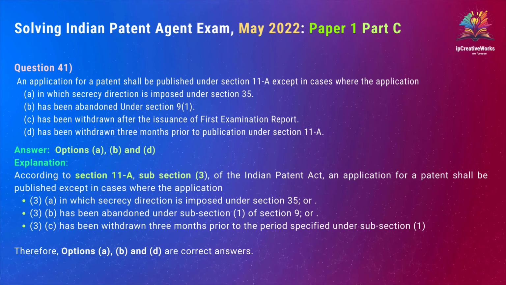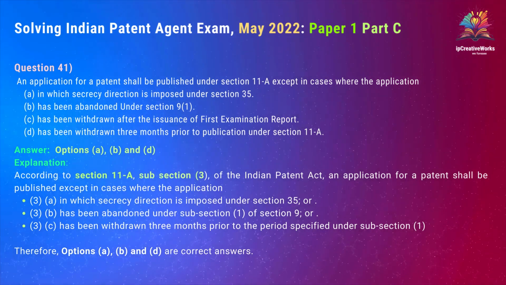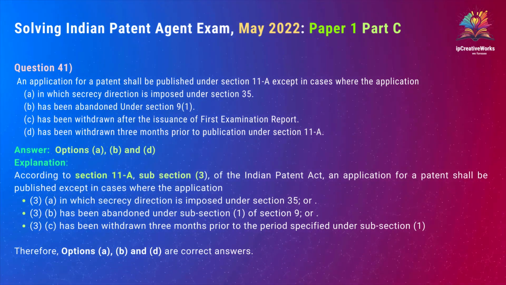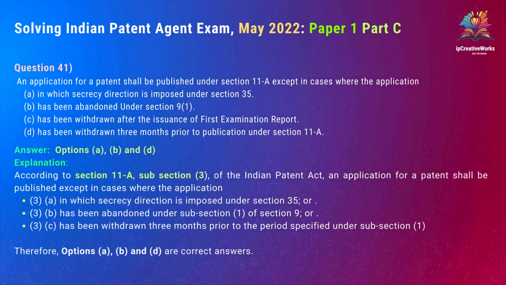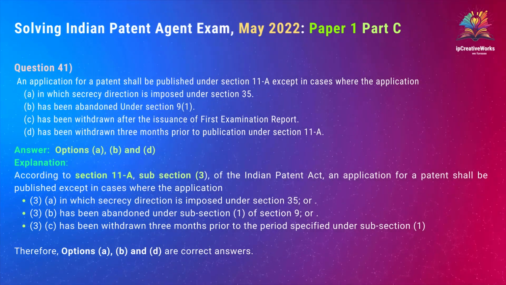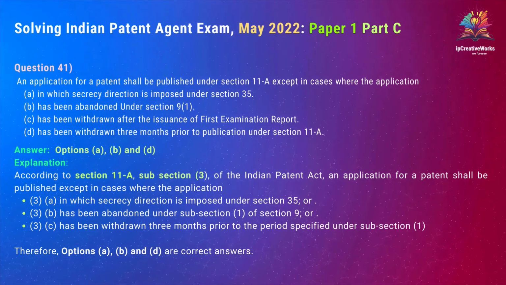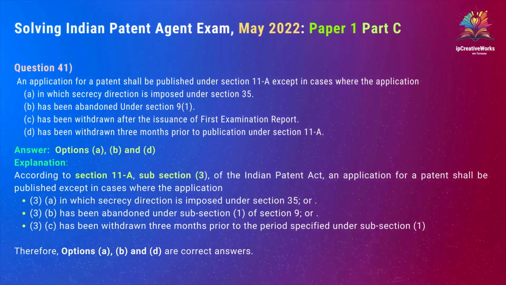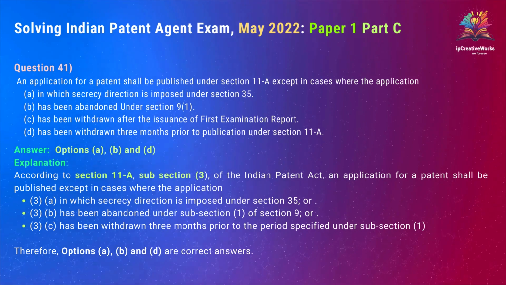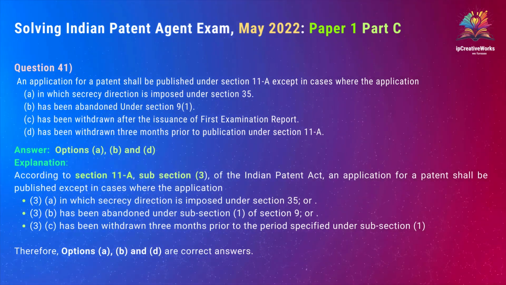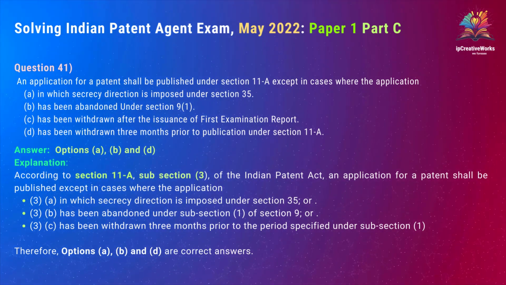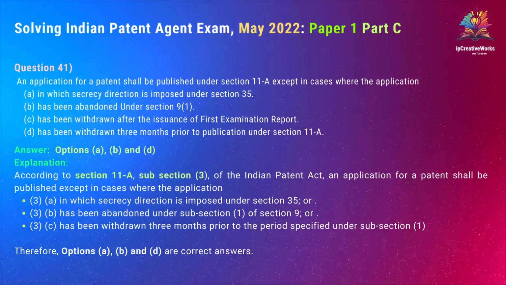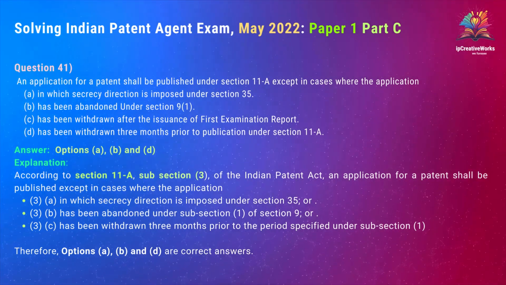Question 41. An application for a patent shall be published under Section 11A except in cases where the application A, in which secrecy direction is imposed under Section 35, B, has been abandoned under Section 9(1), C, has been withdrawn after the issuance of first examination report, D, has been withdrawn 3 months prior to publication under Section 11A. The correct options to question 41 are options A, B, and D.